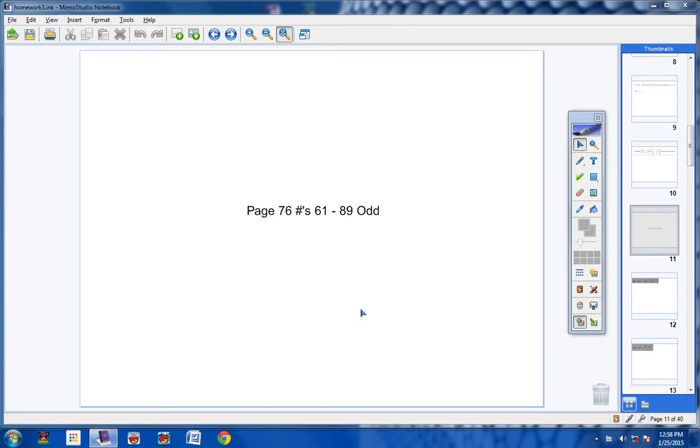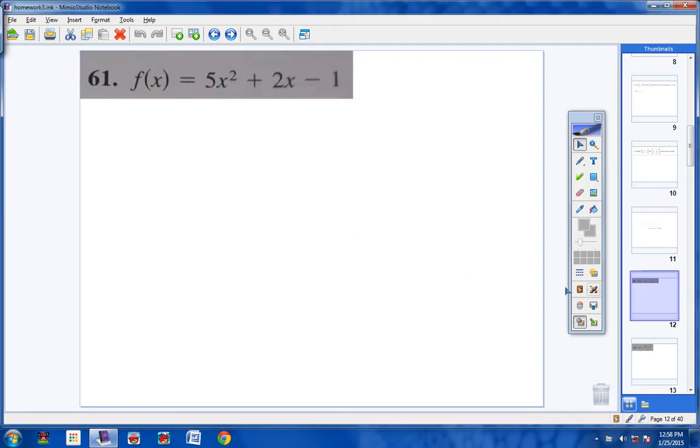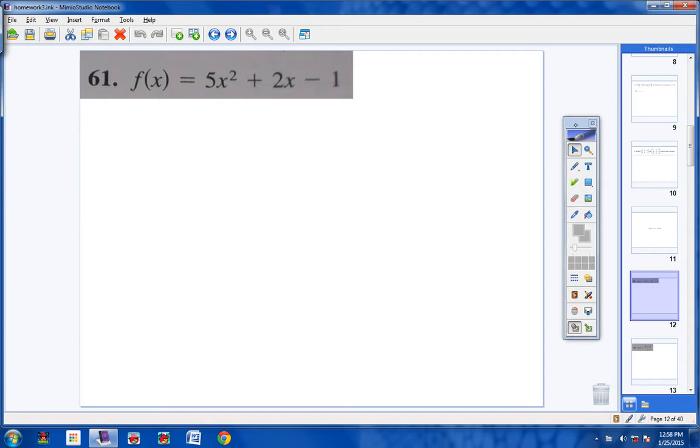Page 76, numbers 61 through 89 odd. Let's go ahead and get started with the problems today. On numbers 61 through 73, the directions say to find the domain. So we're going to find the domain, okay?